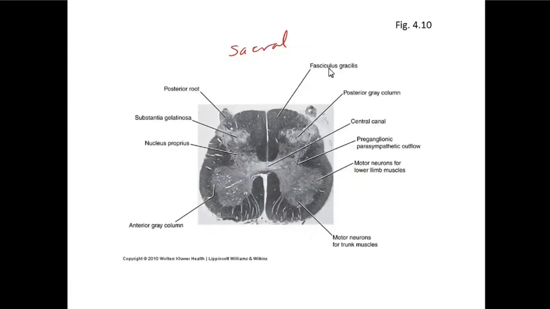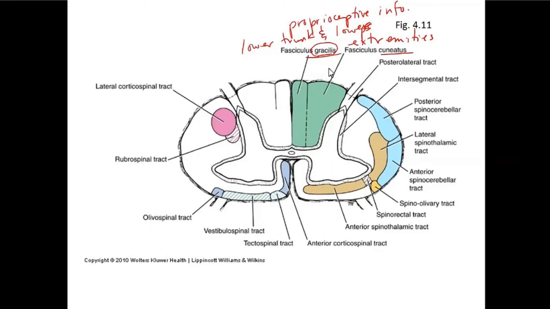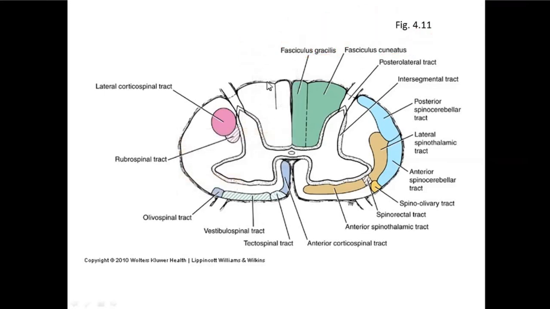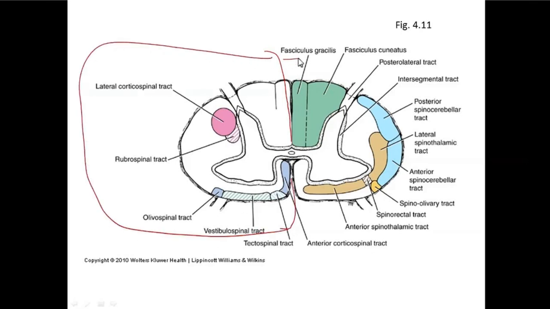And it pretty much carries proprioceptive information back up the spinal cord. Remember, ascending tract is sensory, descending tract is motor. Now, aside from the posterior columns and the subdivisions, I want you to also understand that this diagram is summarizing everything on this side. These are the descending tracts, and these are the ascending tracts.